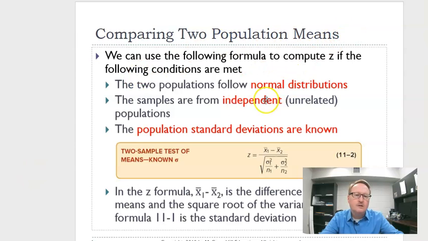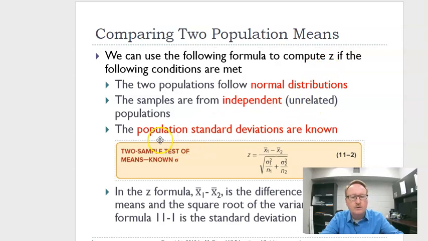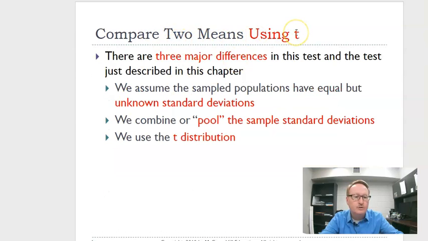Now, you'll notice that when you start off this chapter 11, it starts talking about z-scores. But the thing that you use z-score for, it says right here, is when the population standard deviations are known. Well, we're not studying populations, we're studying 2 samples. So this doesn't apply to us. We need to go to the t-test. Okay, so we're going to use comparing 2 means using the t-test.